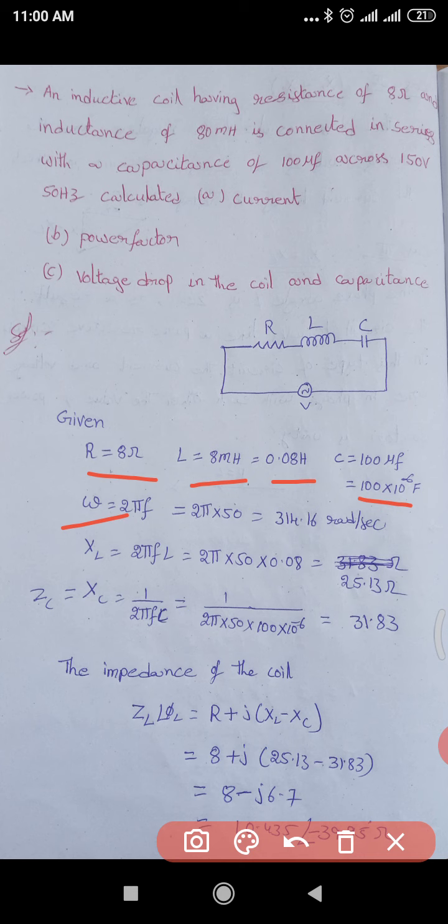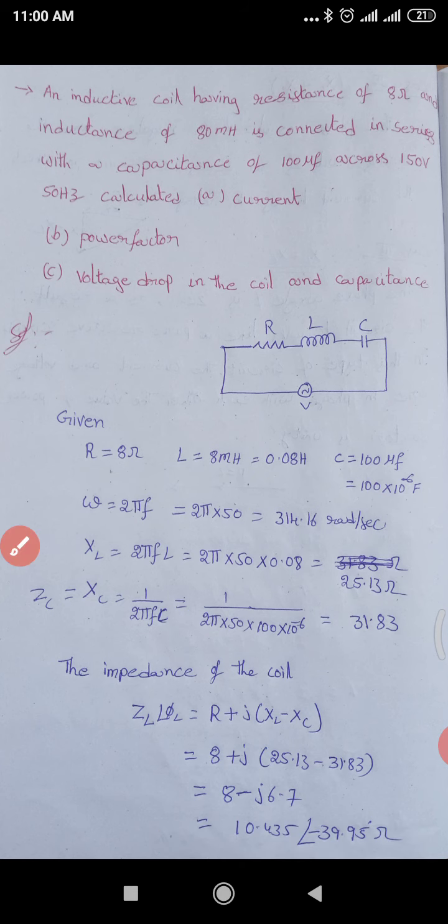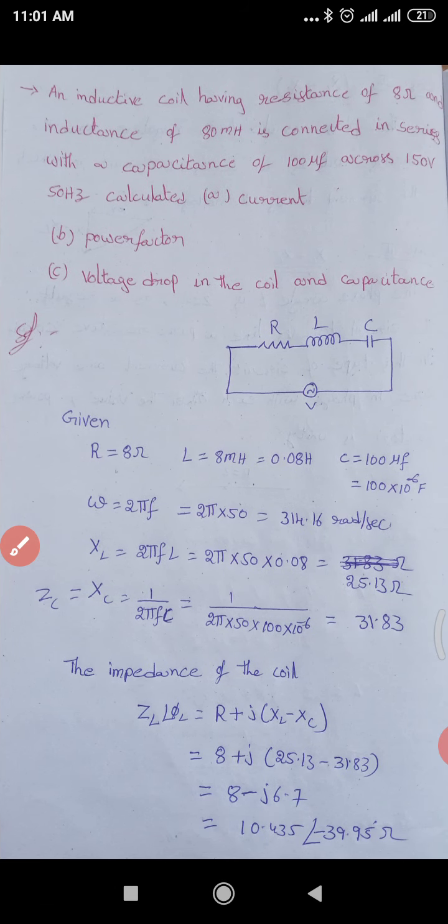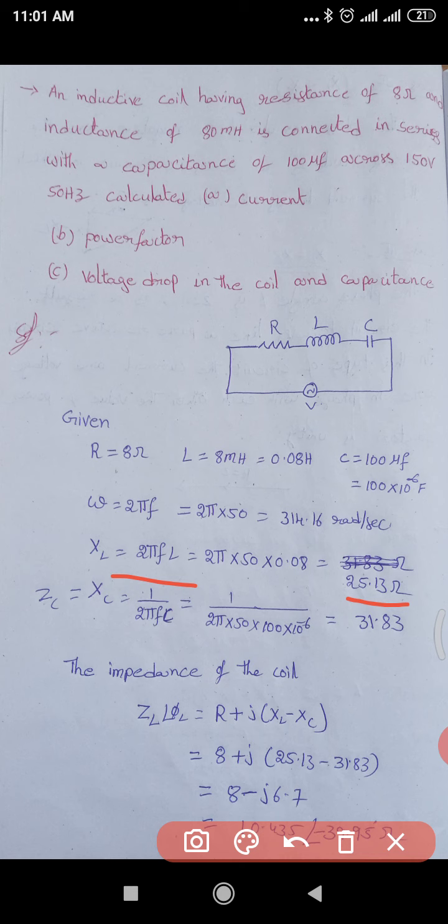Okay, so let us calculate XL. Here in our problem they give only the value of L, that's why we have to calculate the XL and XC values. So already we know how to calculate XL. XL is equal to 2 pi FL and XC is equal to 1 by 2 pi FC. So XL is equal to 2 pi FL. If you replace all these things, we get 2 pi into 50 into 0.08. So if we calculate, we get 25.13.